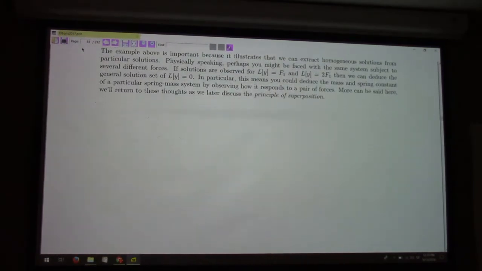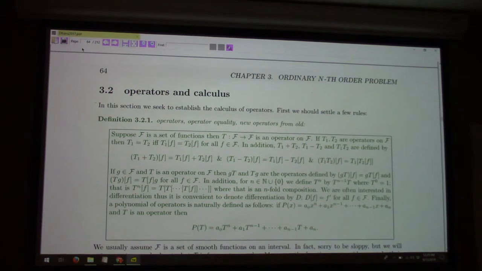This is just some examples of it. And that brings us to operators in calculus. So this is what I'll do next time. I will build a machine that will solve any constant coefficient homogeneous differential equation.